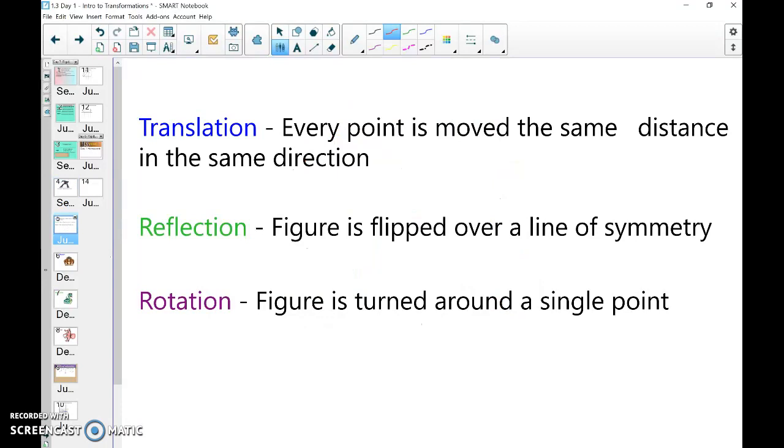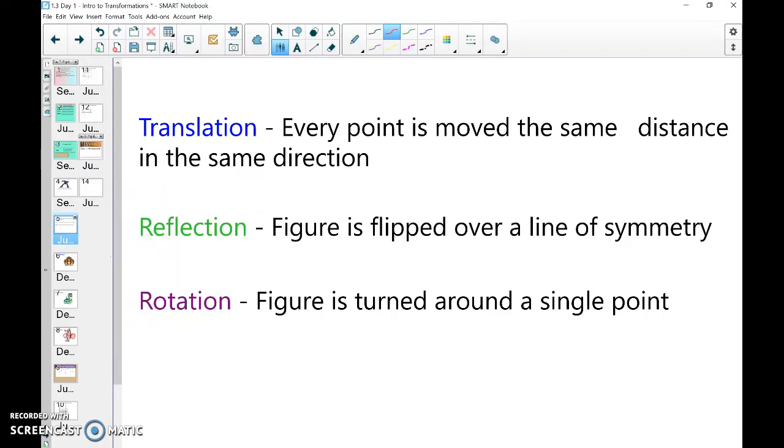Alright, so a couple more things with our 3 different types. In a translation, every point is moved the same distance in the same direction. So if I'm translating up 5 units, every single point has to go up 5 units. I can't just have half of them moving or some of them moving in different directions. Same thing with reflection. When I flip it, everything is getting flipped over a line of symmetry. Now remember, symmetry means same thing on both sides.